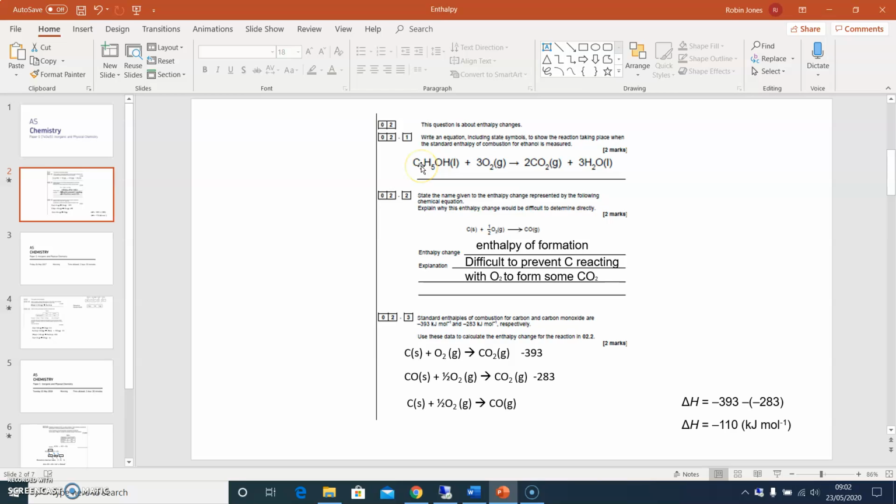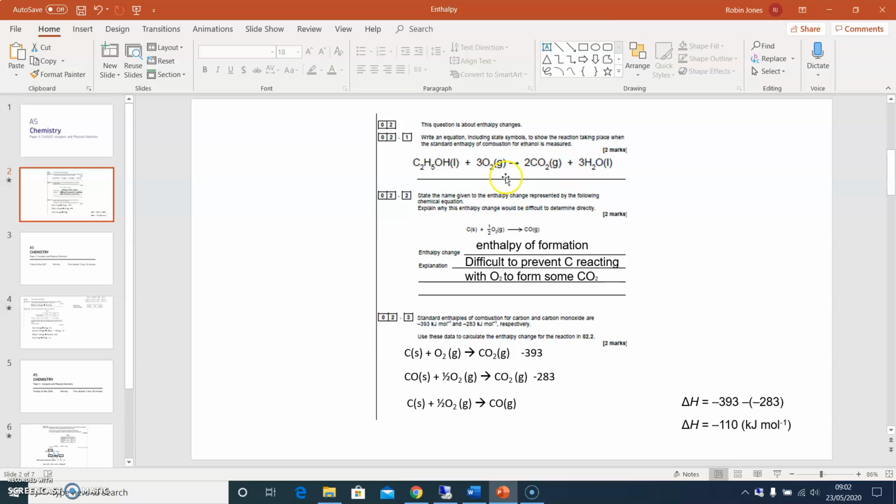Ethanol is CH3CH2OH, or you can write it C2H5OH, whichever. I've got 1 mole of it, that's important for standard enthalpy, 1 mole. Combustion, a reaction with oxygen, we'll look at why there's a 3 there in a minute. What do organic chemicals with carbons, hydrogens, oxygens make when they burn? Carbon dioxide, as long as there's a plentiful supply of oxygen. So you get complete combustion, carbon dioxide and water.